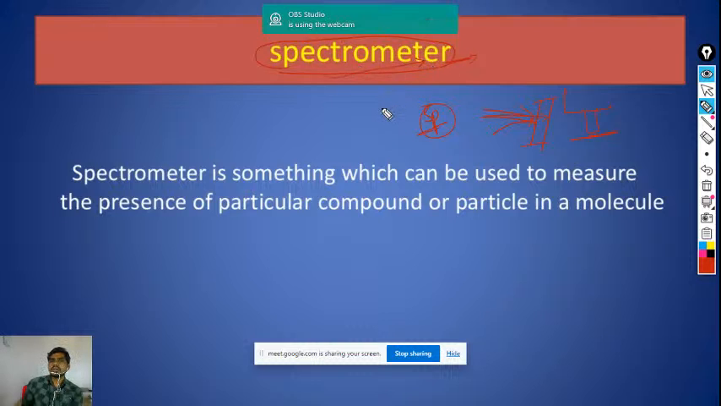The spectrometer is used to measure the interactions of a particular compound, molecule or atom. So the apparatus which is used in spectroscopy is called a spectrometer. We will see the types of spectroscopy and types of spectrometers also.